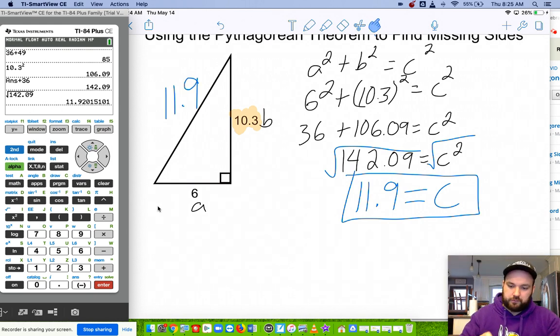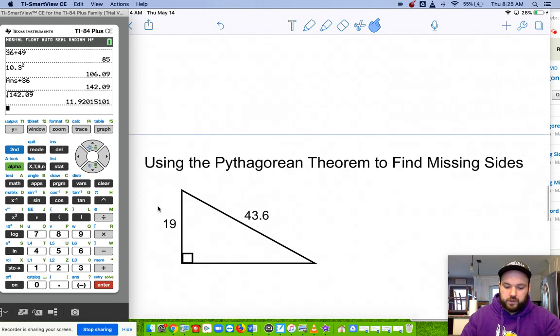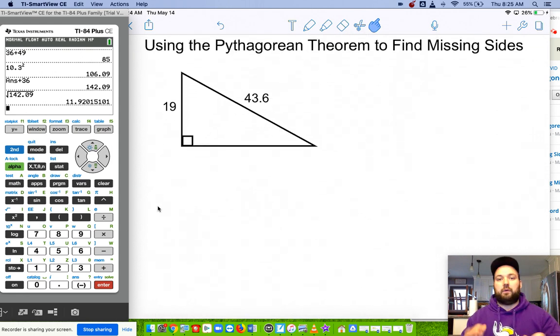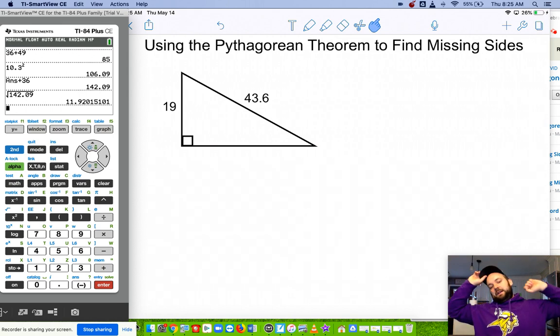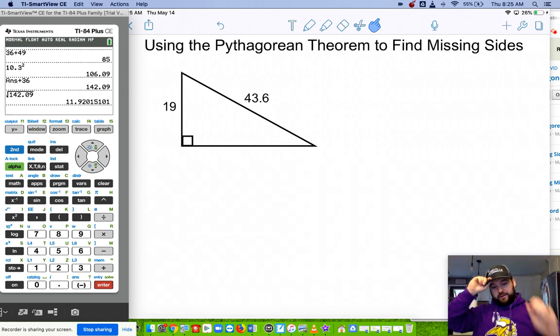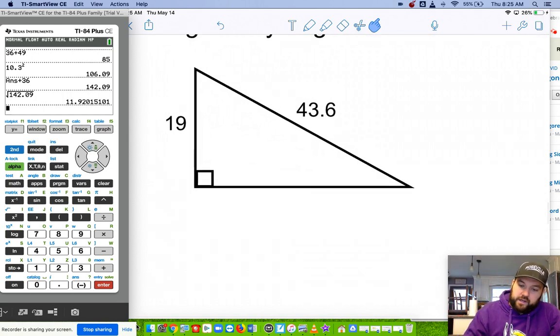So I know I'm good there. Now I want the same idea, but now instead the missing side. We have the hypotenuse. Now I want to find one of the legs. Again, the 90-degree angle is marked here, so I know this is side C.